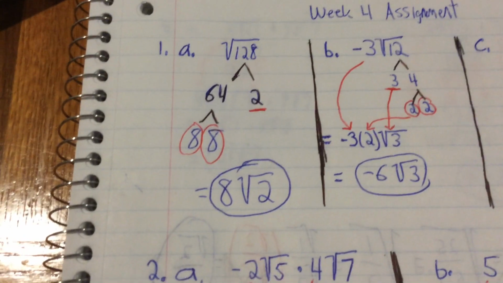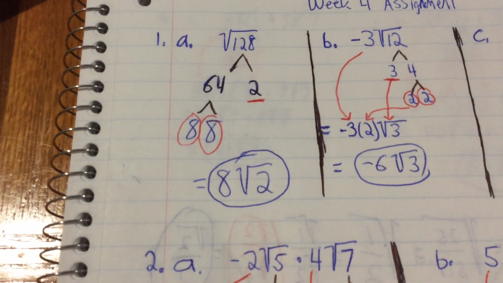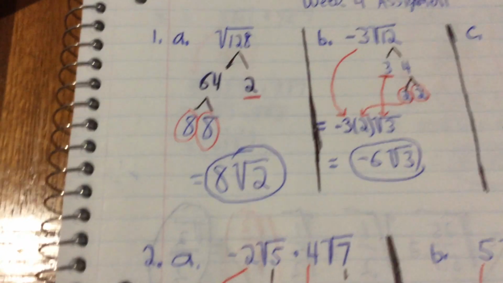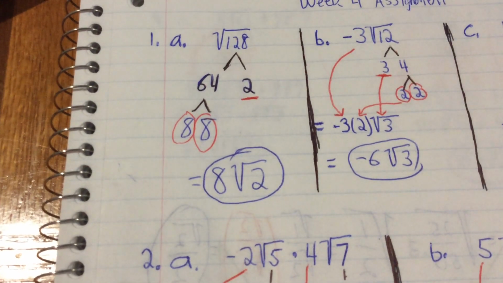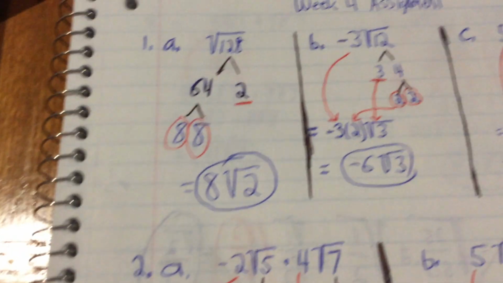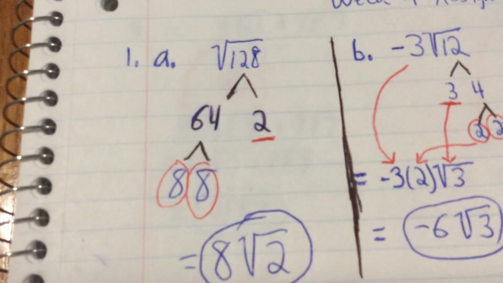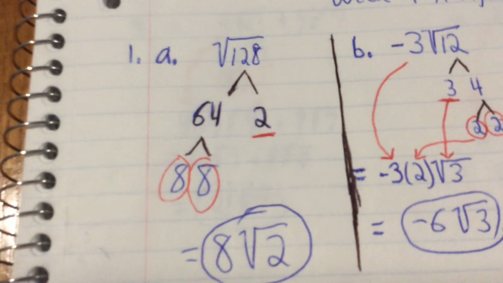So the first one, we have the square root of 128. There's all sorts of factors you can go with in the factor tree. I ended up just seeing that it was an even number and using 2 as a factor, and 2 goes into it 64 times. So with my factors of 64 and 2, 2 is a prime number, so we can stop that branch right there.